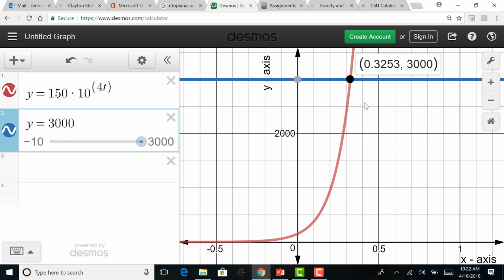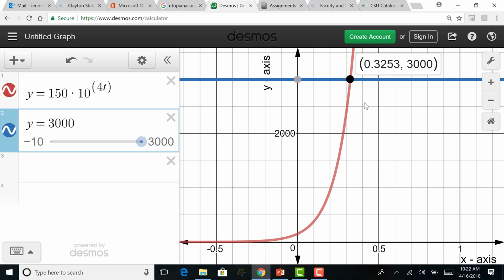You can see it's 0.3253. That's what we have there as the answer. So, that's one way to check and see if you got the right answer. Now, of course, for test purposes, you're going to need to know how to do it this way. But you can at least check it in the homework and see if you're close to your answer.